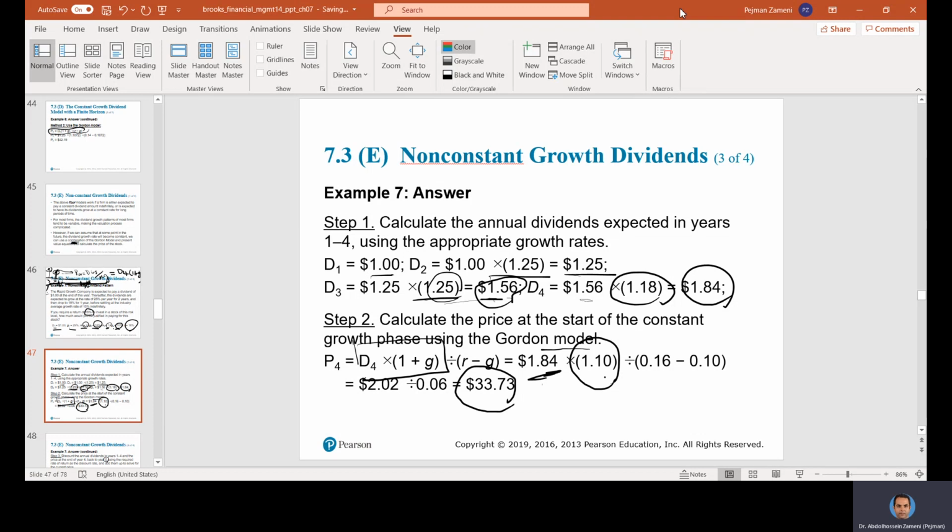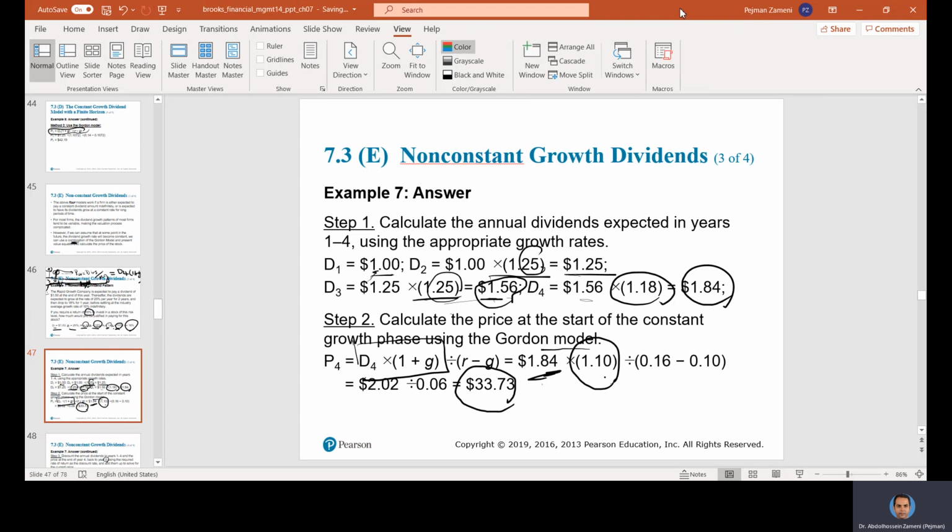Okay, let's see how to find the dividends first. Step 1: calculate the annual dividends expected in years 1 to 4 using the appropriate growth rate. Okay, D1 is already given to us. How to find D2? D1 multiplied by 1 plus 25%. This is the growth rate. It would be 1.25, which is D2.